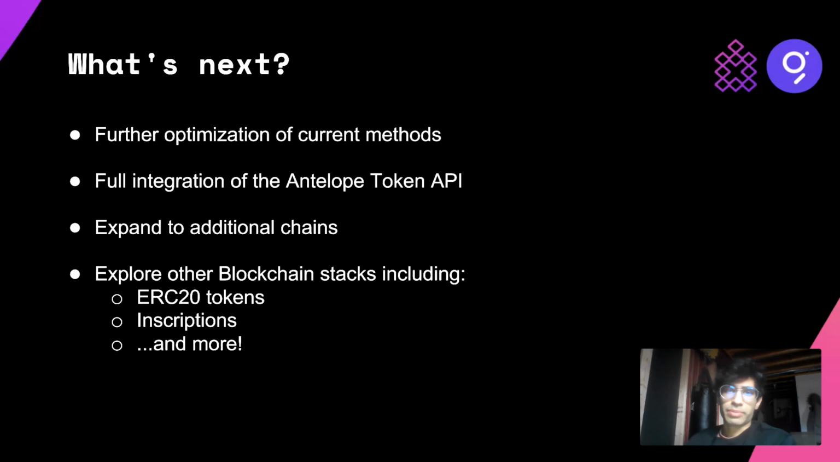Looking ahead, there are plans to further optimize the methods currently in use. Concentration is primarily on EOS, WAX, and Telos chains, with intentions to expand to additional chains in the future. Upon completing the integration of the Antelope Token API, there's an intent to explore other blockchain tech stacks and different APIs they might need, for example, ERC20 tokens, inscriptions, etc.